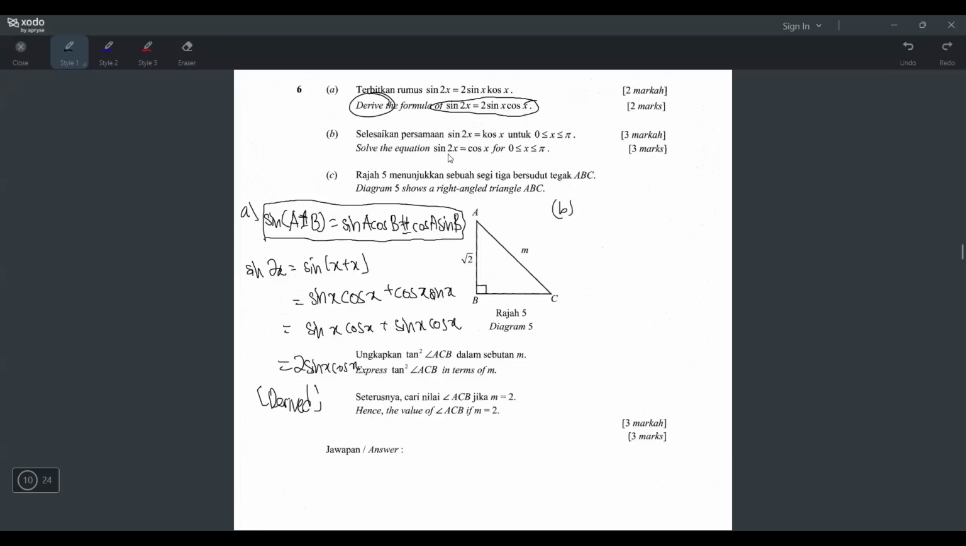B says solve the equation. Okay, solve means find x. Okay, find x. And whenever you find x, you have to tekan the shift sin, shift cos, shift tan later. And also you have to check whether it's normal case or special case. Normal case is you can use calculator to press. Special case is when your sin answer equals to 0, 1 or negative 1. Ataupun cos answer equals to 0, 1, negative 1.